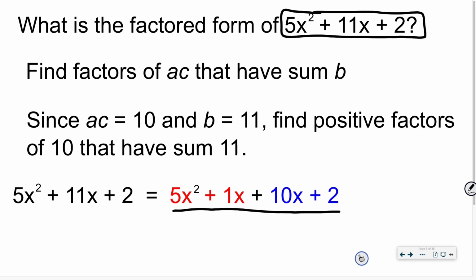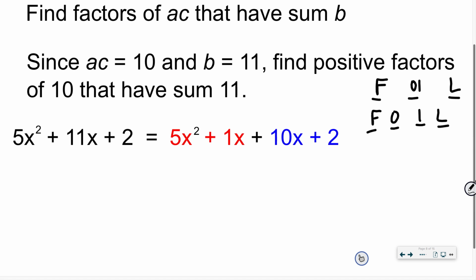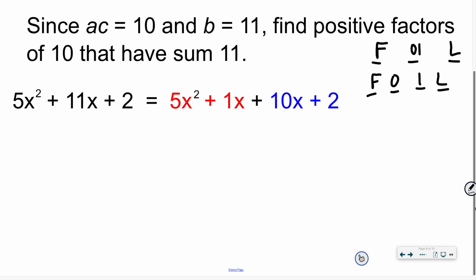Again, I have FOIL. When my trinomial is done, I have 3 terms. I need to actually break it back out so that I can find that greatest common factor, so that I can factor out that binomial. From this level, what could you factor out? Help me factor out and finish factoring this. What could I factor out of 5x squared plus 1x? Just an x. Yep, that's all they share.